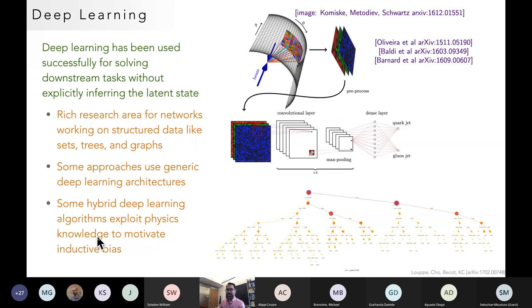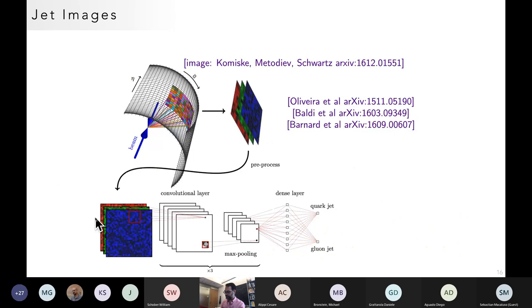Let me go back. There are some other things I'll talk about in a little bit, which are hybrids, where the neural network architectures try to exploit some more physics knowledge and have inductive bias in their architectures that's closer to the physics than this convnet approach.